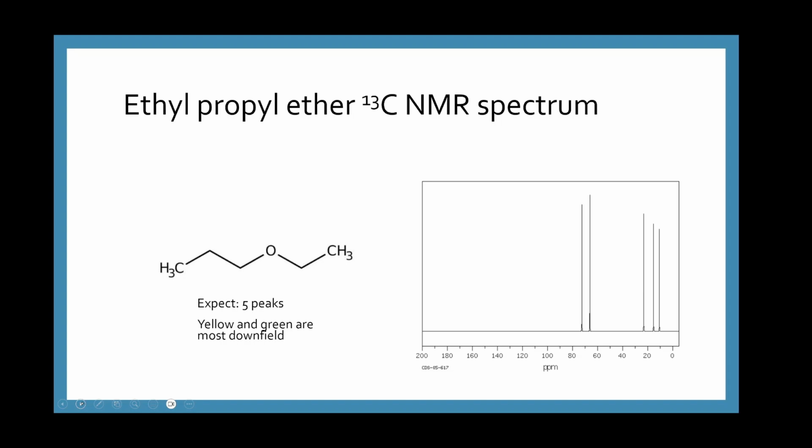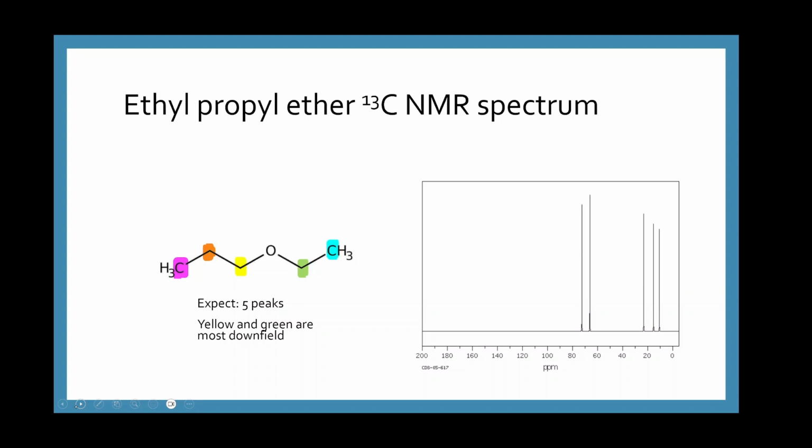But looking at this molecule, so here's ethyl propyl ether, we would expect 5 different peaks. There is no symmetry in this molecule. So the CH3 has its own peak, then that CH2 is different than this CH2, which is different than this one, which is different than this one. So 5 different peaks for 5 different carbons. They would be split by neighboring carbons, but again, we don't have that resolution in the NMR spectrum.